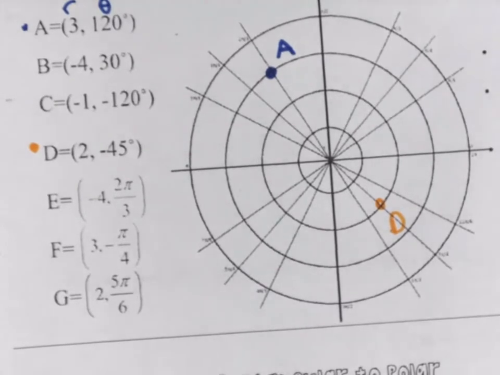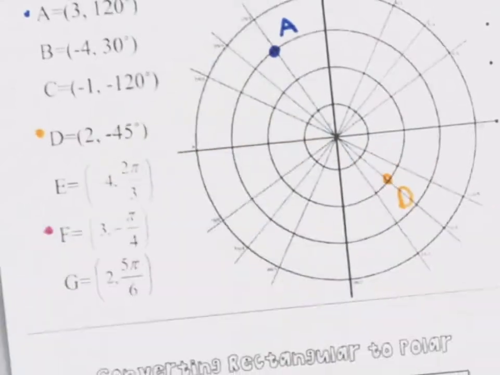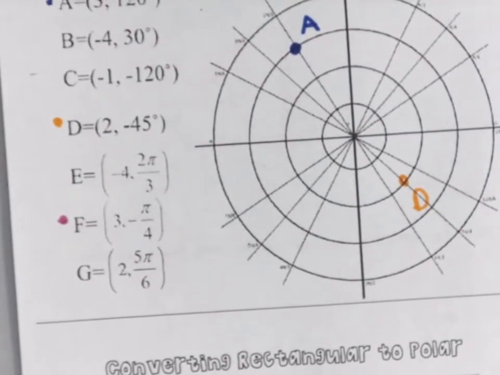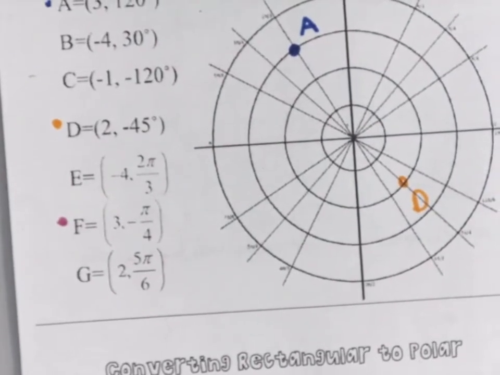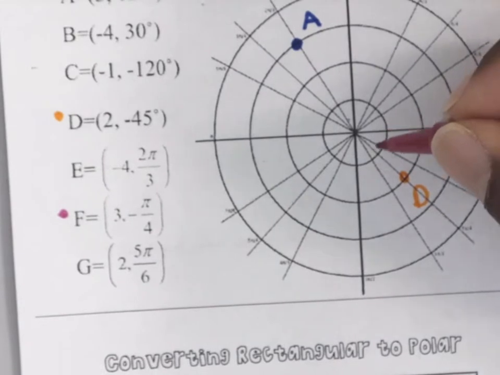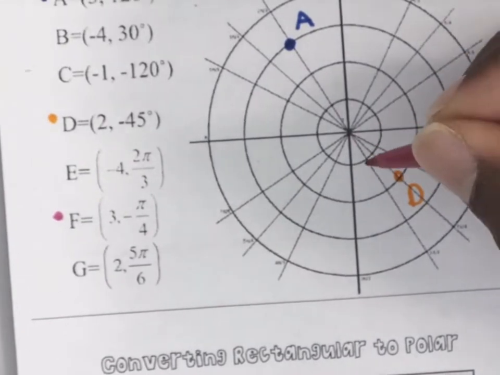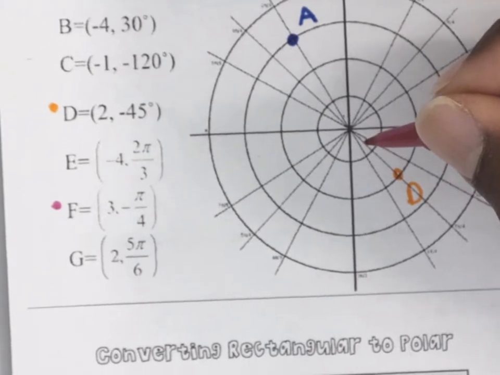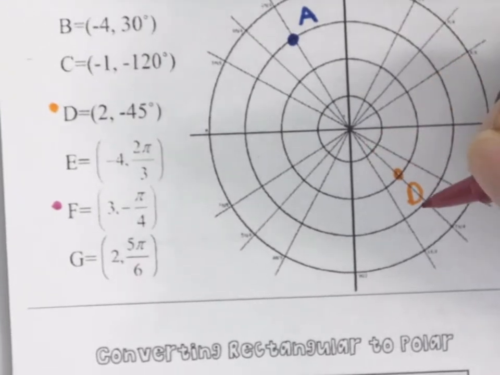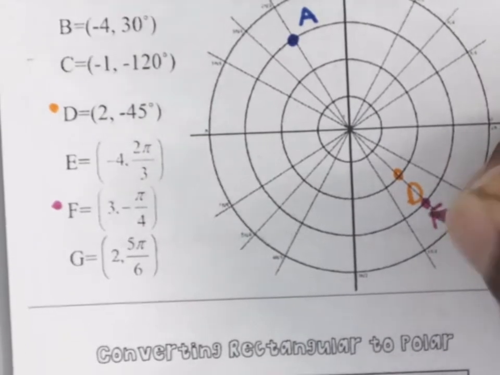Let's do F. Is that the same angle? Negative pi over 4. That's a 45, negatively. So I go down to pi over 4, which is this one. And then how far out do I go? 1, 2, 3. F.